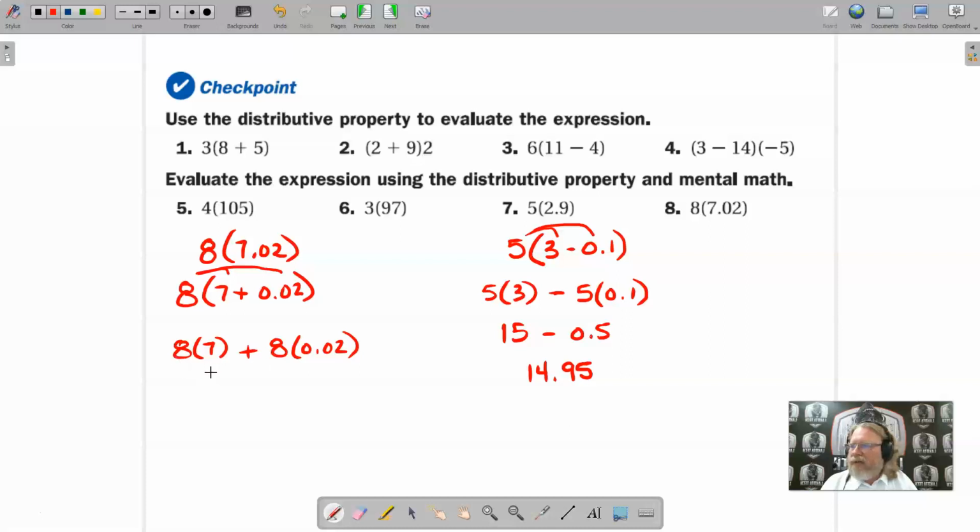Now 8 times 7 is 56. And 8 times 0.02, think of that as 2 pennies, right? So that would be 0.16. 8 times 2 cents would be 16 cents, so we'll list that as 0.16. And so this is 56.16. So these are illustrations and examples of how we can use the distributive property to help with mental math.